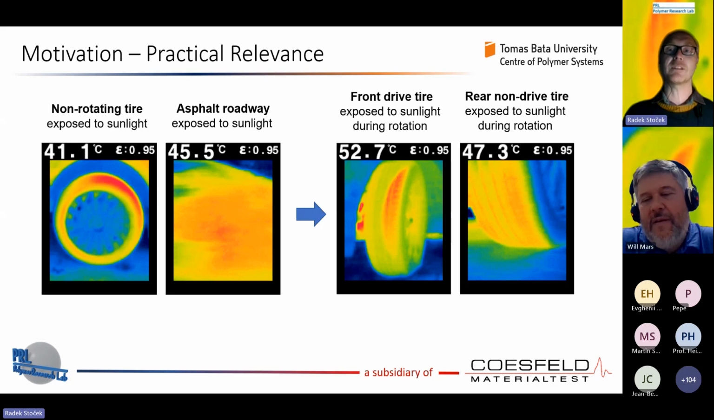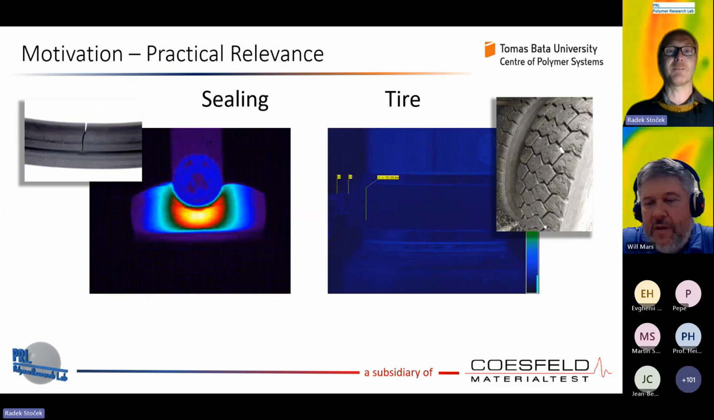In the front drive tire, the temperature increased up to 52 degrees Celsius, and in the rear non-drive tire it was 47. So we can clearly see that due to the dynamic cyclic movement, there is for sure dissipation of energy and heat rise. It doesn't matter whether there will be sunlight or not, we will have heat buildup due to self-heating.